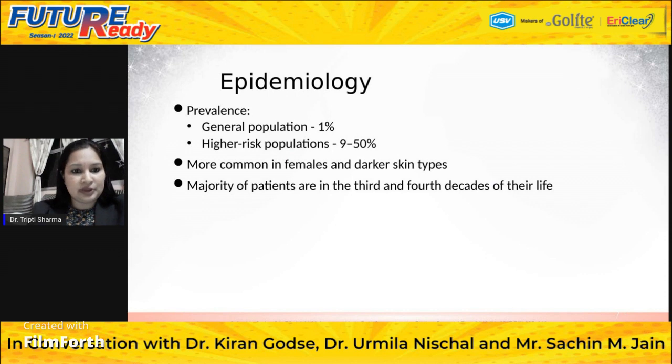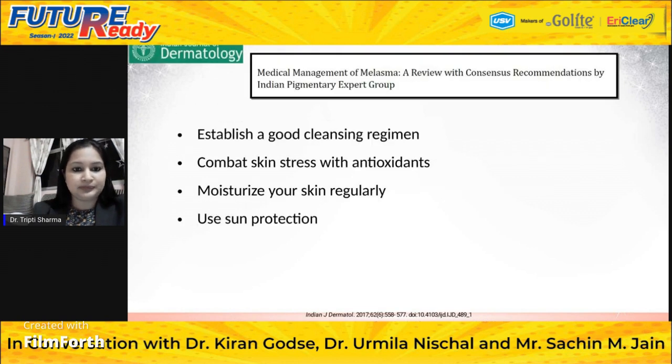Melasma is an acquired hypermelanosis characterized by asymmetric brown-colored irregular reticular macules on sun-exposed areas of the skin, especially on the face. Comparing the different patterns of melasma, it is mainly seen in the centrofacial areas, at 65%, followed by the malar areas at 20%, and the mandibular areas at 15%. Coming to its epidemiology, it is seen in 9 to 50% of the high-risk population, and only 1% of the general population. It is more commonly seen in females with darker skin types, and the majority of patients are in the third and fourth decades of their lives.